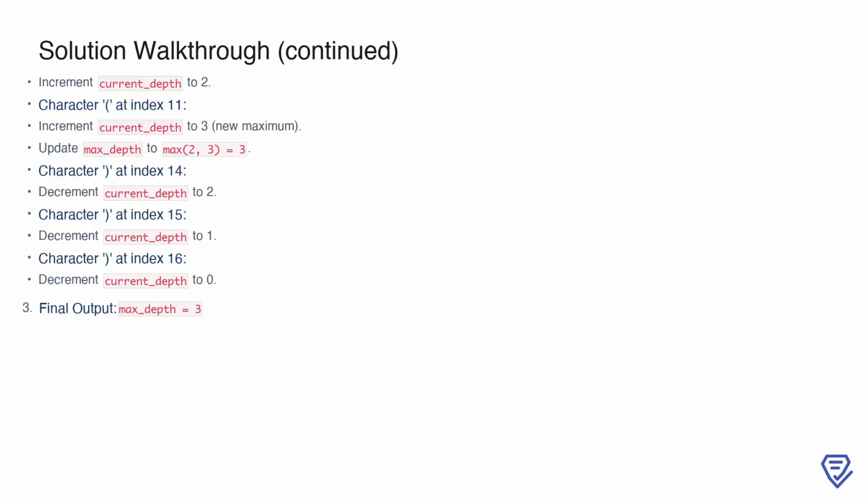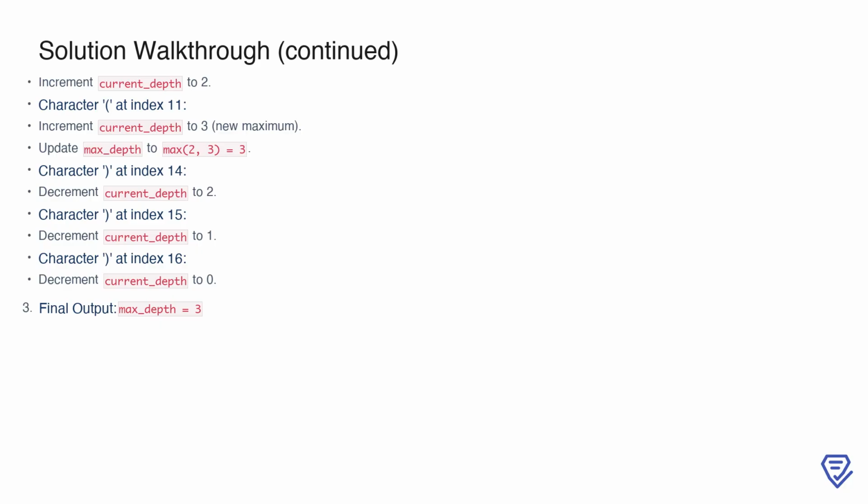At index 10, current_depth increases to 2 due to the opening parenthesis. Then, at index 11, another opening parenthesis is encountered, taking us to a new maximum depth of 3. We update max_depth to the maximum of 2 and 3, which is 3. As we continue, at index 14, we encounter a closing parenthesis, reducing current_depth back to 2.